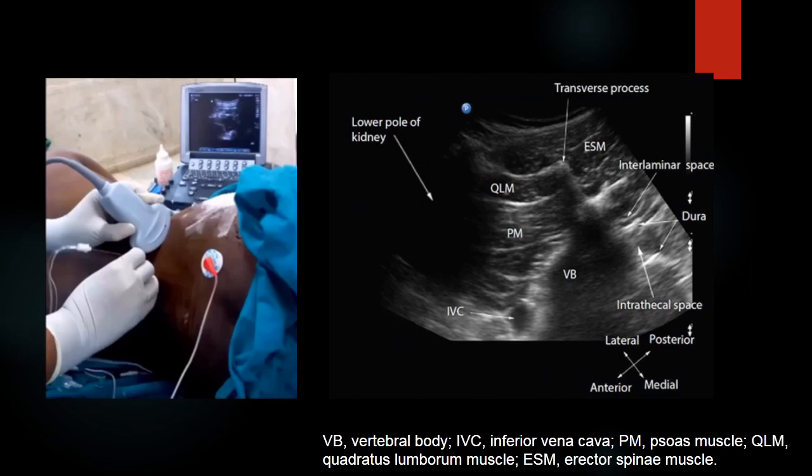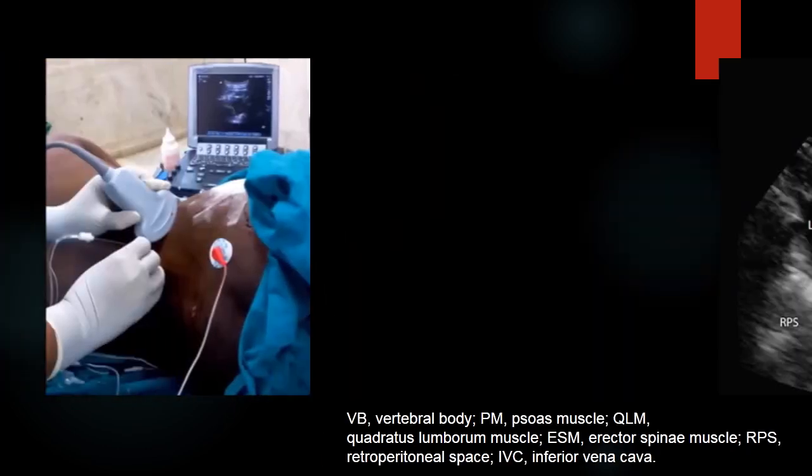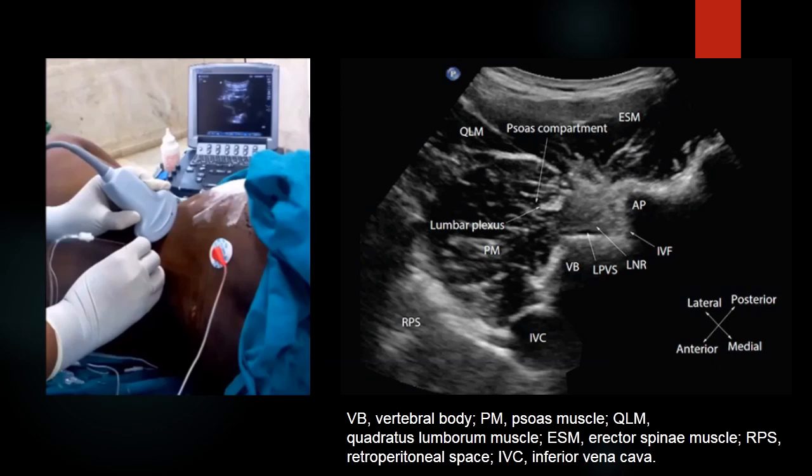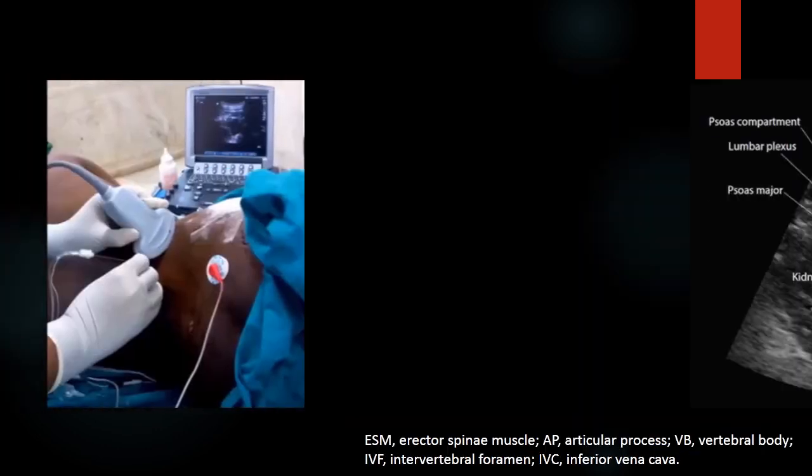At the level of transverse process, the acoustic shadow of the transverse process obscures the posterior part of the psoas muscle in this approach. So, the transducer is kept through the space between two adjacent transverse processes to view the lumbar plexus in the posterior part of the psoas muscle as a hyperechoic structure.